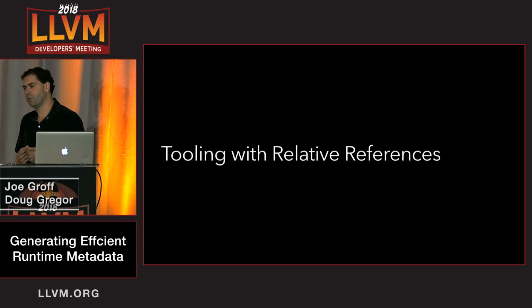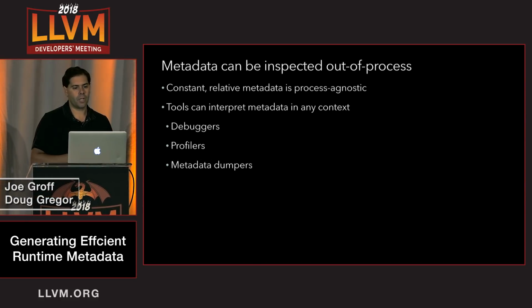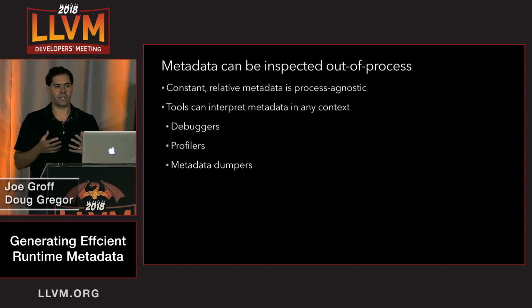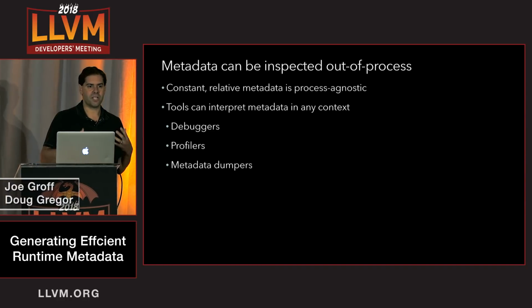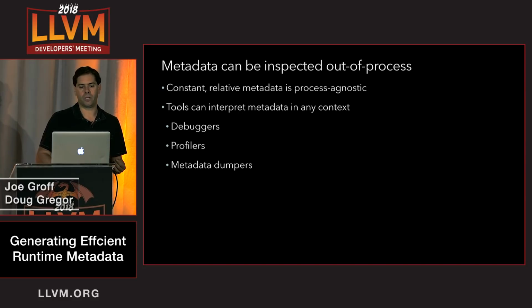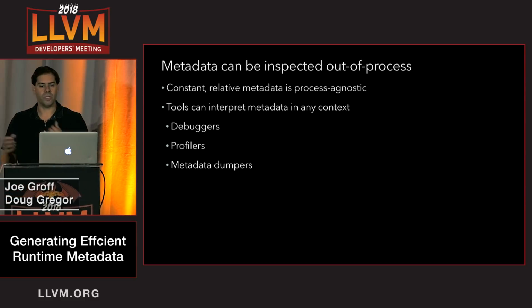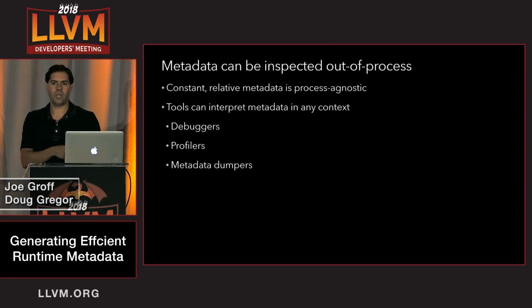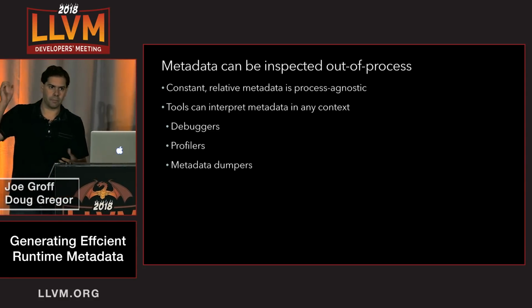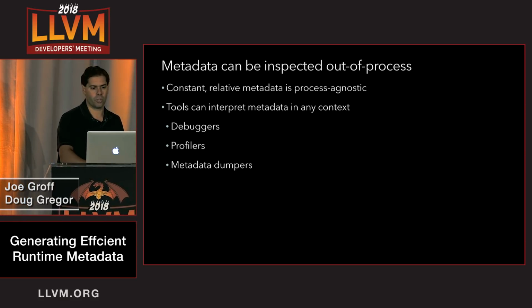Now, one of the nice things about relative references is they can actually be really good for tooling when you're building your tooling based on them. And that's for one very simple reason, that the metadata that you build out of relative references is constant, and it doesn't matter what process you're in, you can still read it and interpret it in the exact same way. And so this means it's really easy for tools like your debuggers and your profilers that work out of process to reason about your metadata when it's built this way. And in fact, you don't even need a process. So you can build metadata dumpers that interpret this data just by looking at the binary on disk. And they're fairly easy to build and can build on top of these smart pointers that we showed as well.